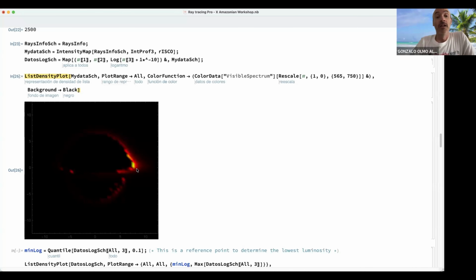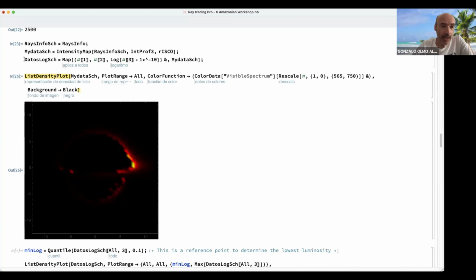So is this just a lack of resolution? No, not really. What we have here is a problem of contrast, okay? And the problem of contrast is that the maximum intensity in some regions is orders of magnitude larger than in other regions, okay? So this is what doesn't allow us to see well the structure of what's going on, okay?